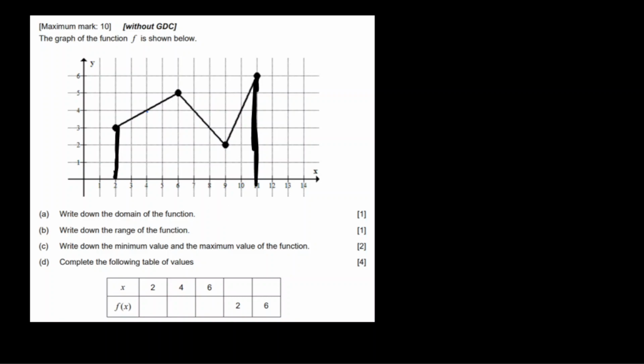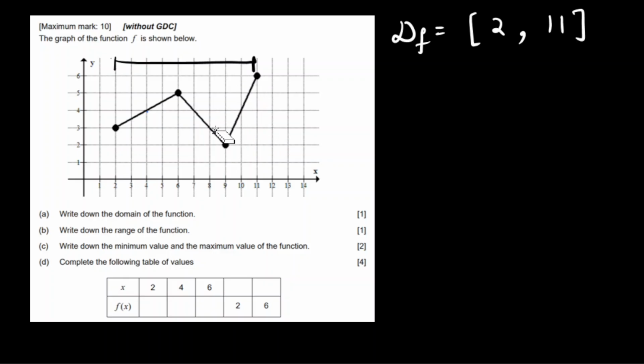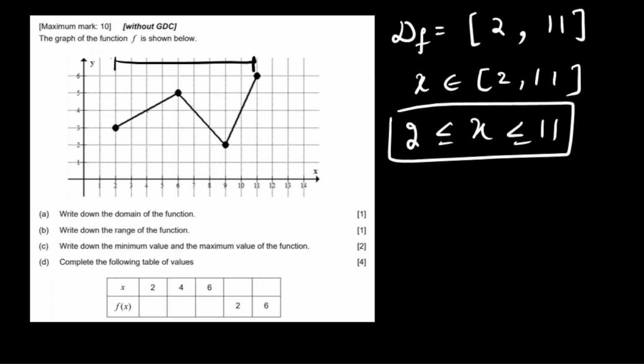So domain I have to write. I have to see that this function lies from this region to this region only. So we can write the domain of this function is 2 to 11 in a closed interval, because 2 and 11 are included. Dark dots mean they are included. So the domain of the function is 2 to 11. We can write x belongs to [2, 11], or we can also write x is less than or equal to 11 and greater than or equal to 2. So this is the domain of the function, written in the form of an interval.